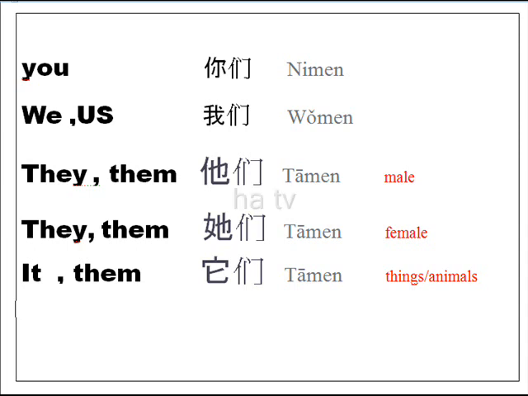We pronounce all the plural personal pronouns as ta-men for they or them, but the spelling is always different.